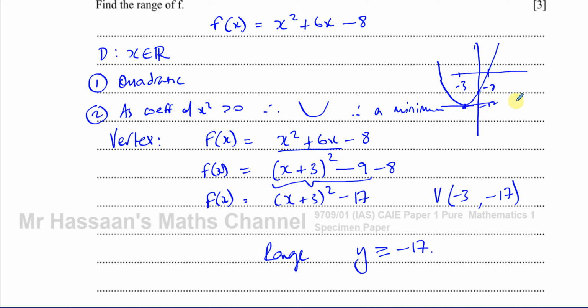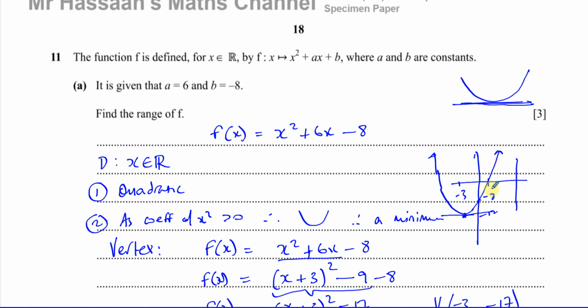So the range is always the y values that something can take. That's why you write y. Or you can write, if you want, f of x is greater than or equal to negative 17. That's the range of this function. Both of these can be written. Don't write x for the range. You don't write x for the range. Y or f of x.